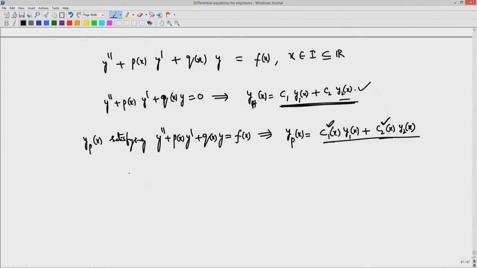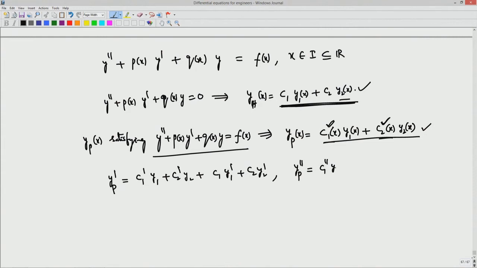Okay, so if I look for it in this form, it has to satisfy this equation. So calculate yp dash. What is this one? C1 dash y1 plus C2 dash y2 plus C1 y1 dash plus C2 y2 dash. From this I can calculate. Then what is my yp double dash?